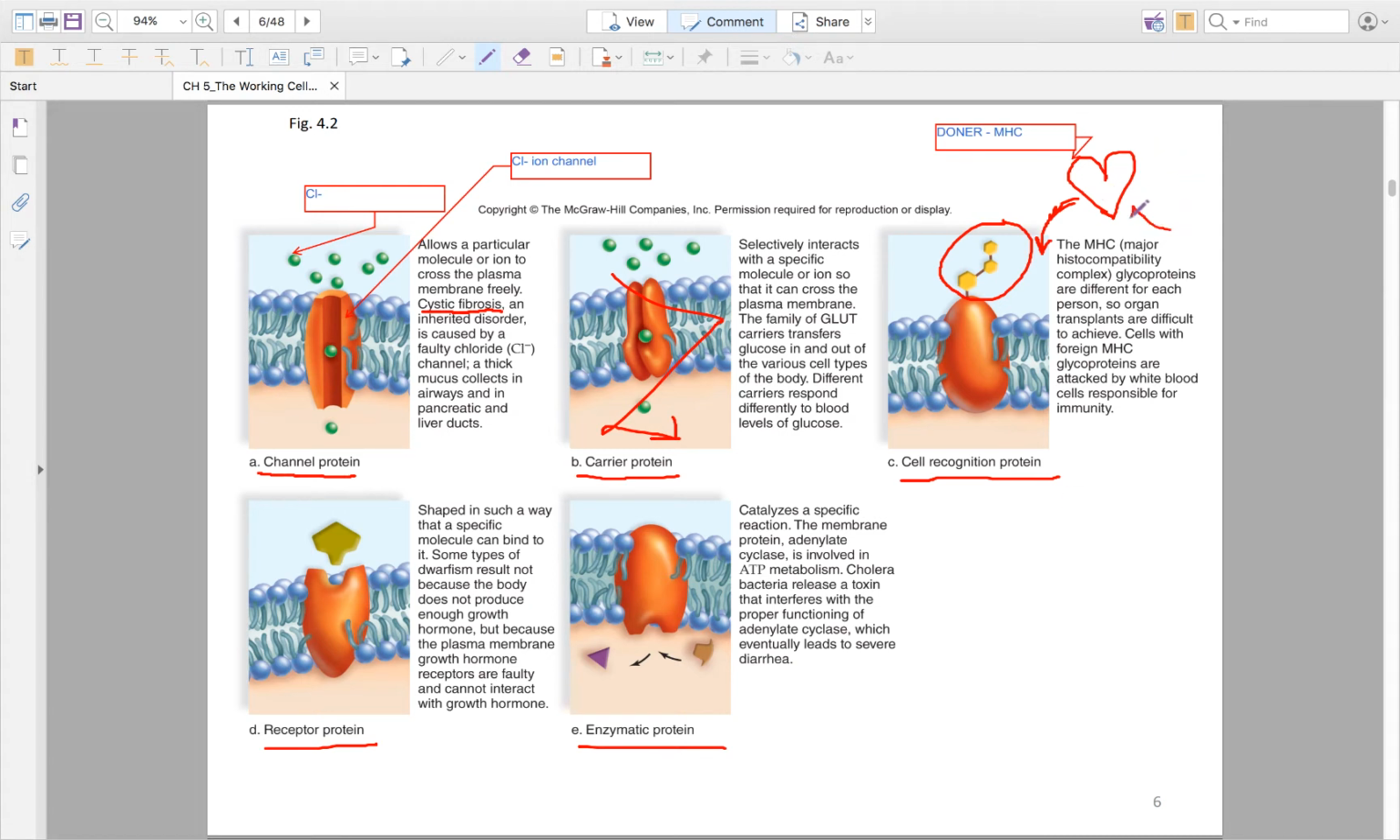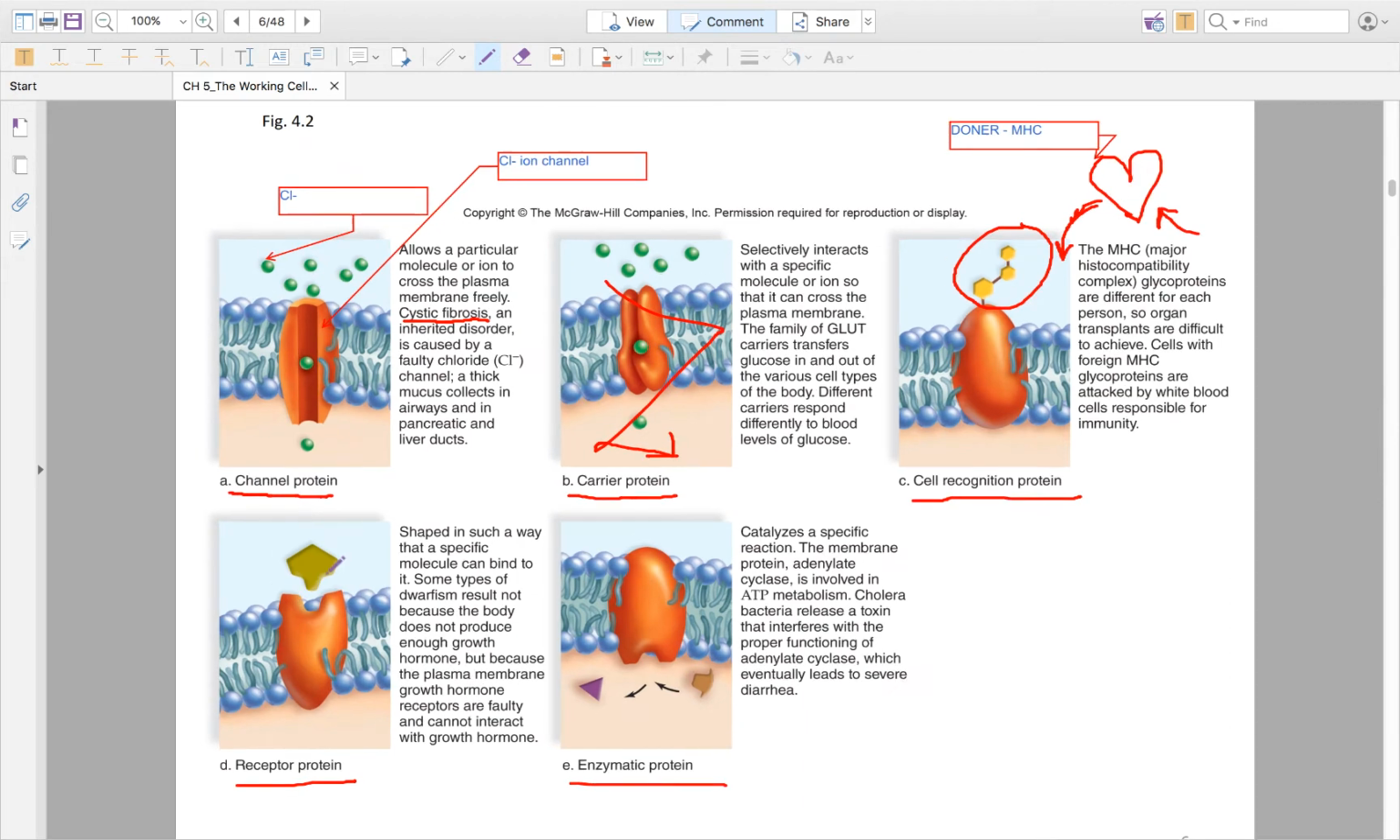It will attack it, or try to. But of course, we have immunosuppressants and other medications that will stop the body from attacking the organ. And then, of course, that medication has its own issues, and that's a different story. But the point is that every single cell has cell recognition proteins with the MHC complex that is unique to your body. Okay, then we have receptor proteins.